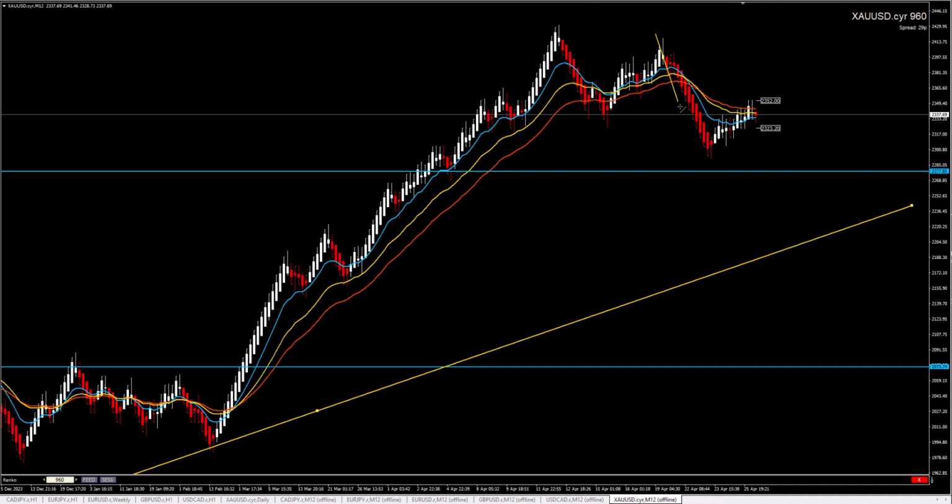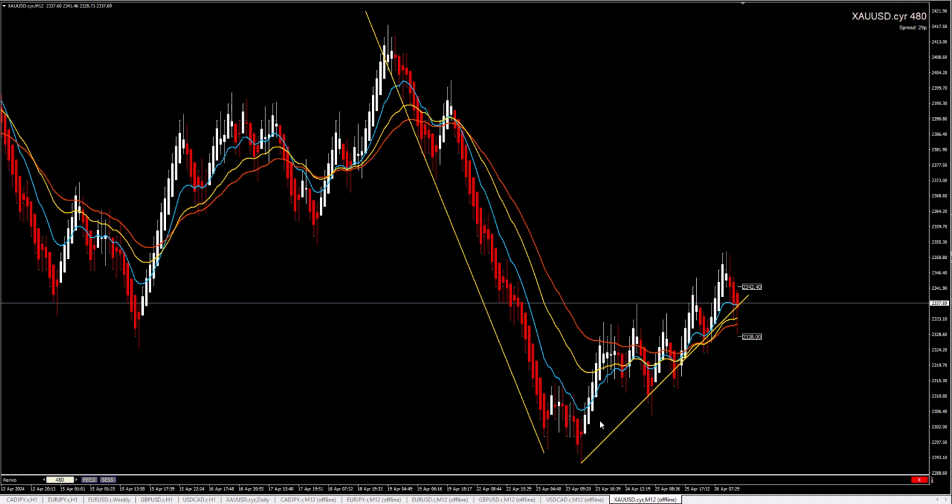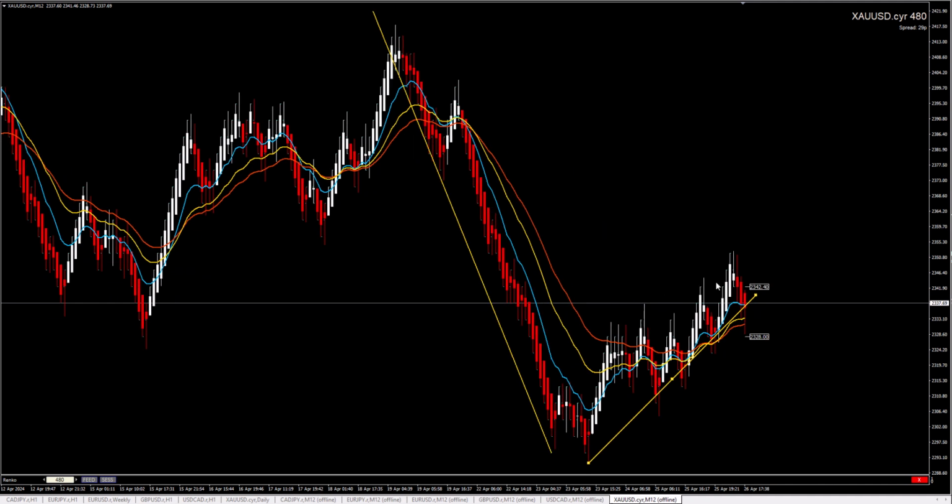Okay, so we have this 4-hour chart, short 1 to 3. It's 960 in this case. So you see on gold you have different Renko settings you have to keep in mind. If you go to oil, to indices, Renko settings are usually different. And we have this 480, which is like a 1 hour chart.